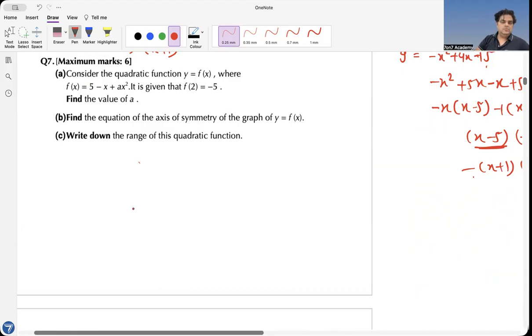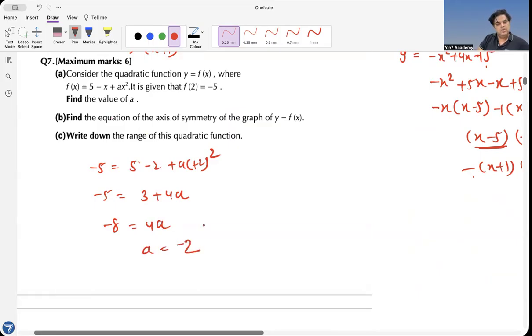We know the value of B and C, no? And then we also know another point. We know f of 2 is minus 5. So minus 5 is equal to f of 2, which is minus 2 plus 4 plus a times (2 minus 2) whole square. Agree? So minus 5 is equal to 3 plus 4a. So minus 8 is equal to 4a. So a is equal to minus 2.